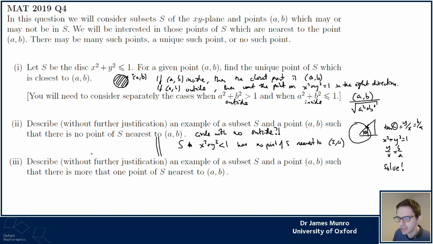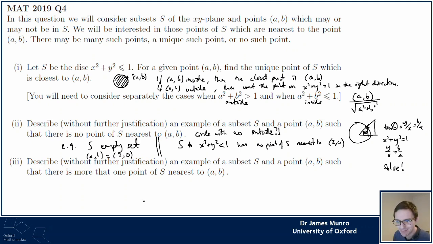Another more cheeky example might be to take S, the empty set, the set with no points in it at all, because then there is no point of S that's nearest to AB for any example AB, because there are no points in S. Okay, so maybe a cheeky example. But in general, I think you want something with soft edges, so that there's no hard edge that's actually closest to your point AB.